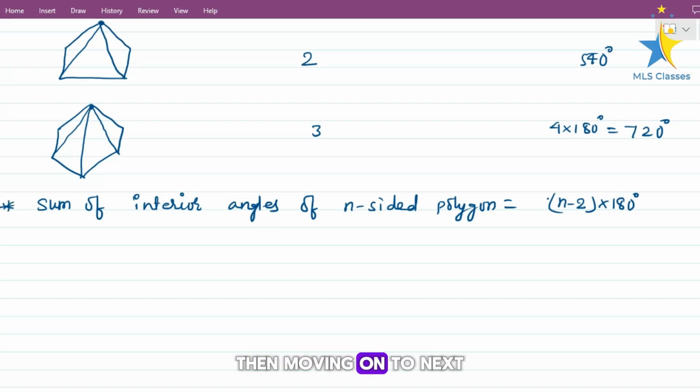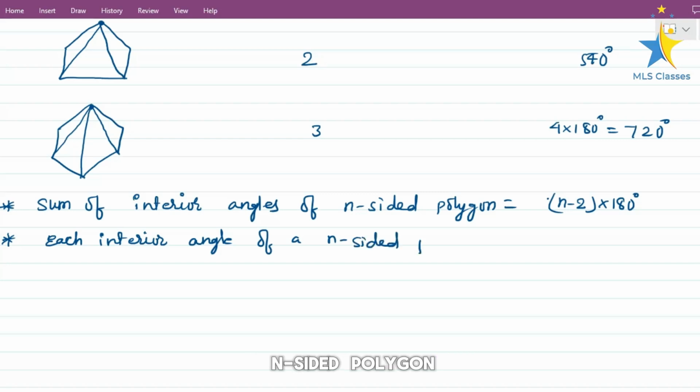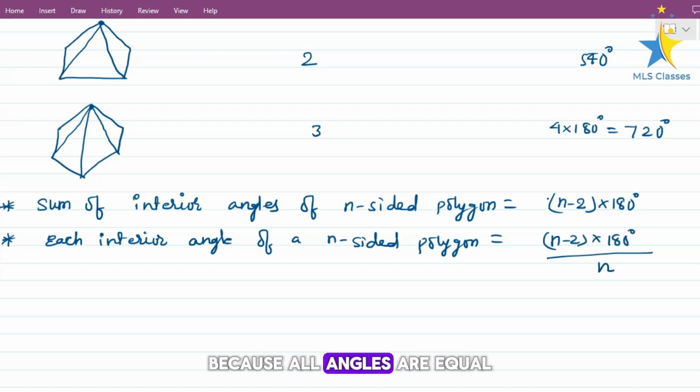Then moving on to the next, suppose this polygon would have been a regular polygon. So what is a regular polygon? A regular polygon has all angles and sides congruent to each other. So we can say each interior angle of an n-sided polygon will be (n minus 2) times 180 degrees, that is the sum of all the angles, divided by the number of sides, because all angles are equal.